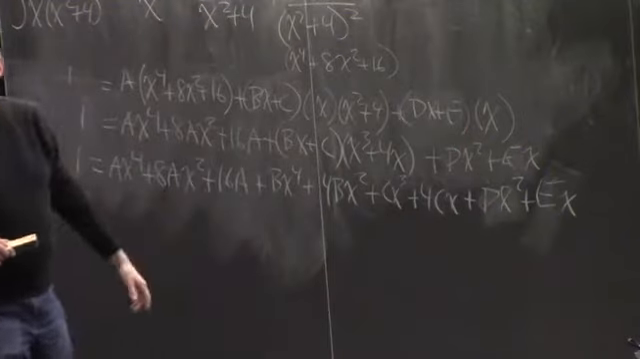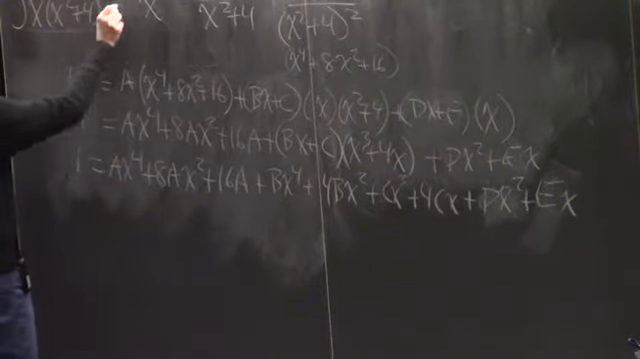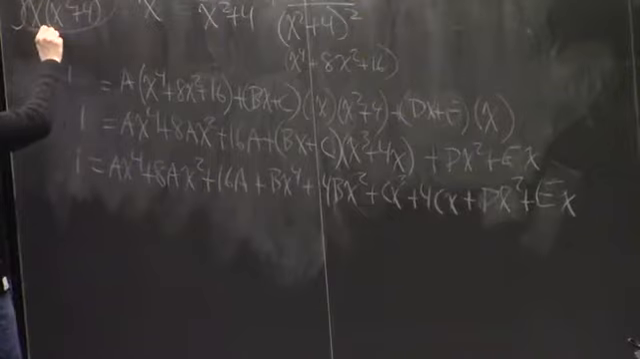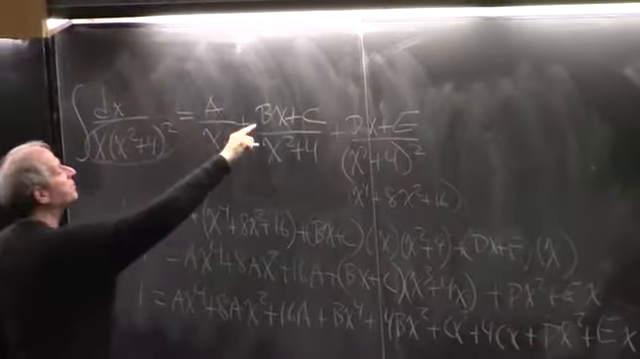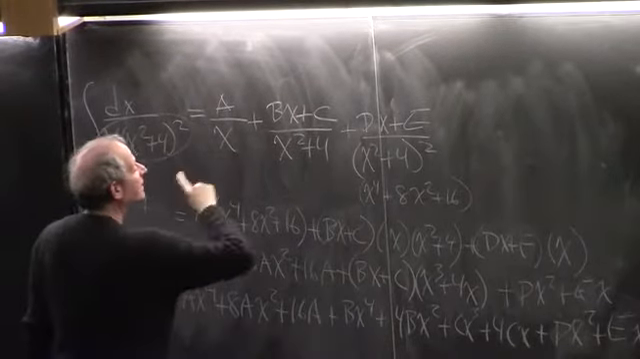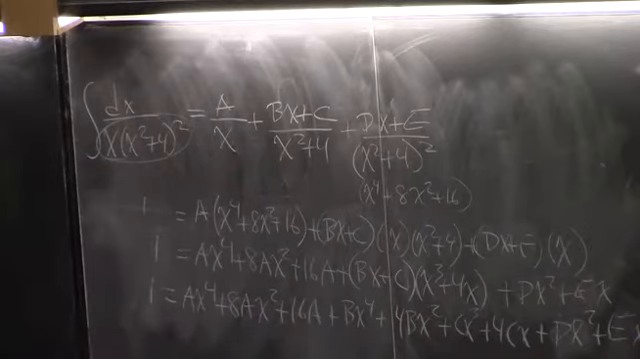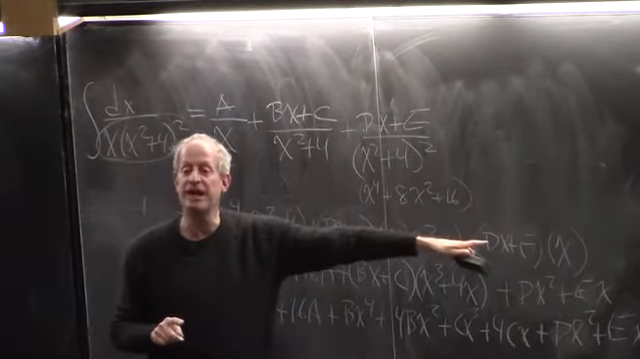Yes, Paige? Well, the common denominator is x times x squared plus 4 squared, right? So a already has an x, right? bx plus c gets multiplied by x and x squared plus 4, and dx plus e already has an x squared plus 4 squared, so it only needs to get multiplied by x.